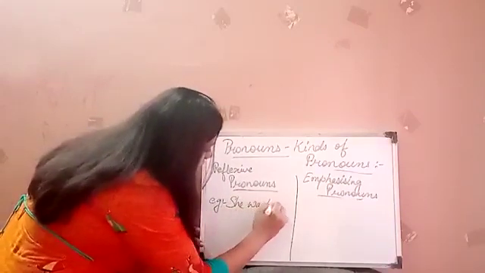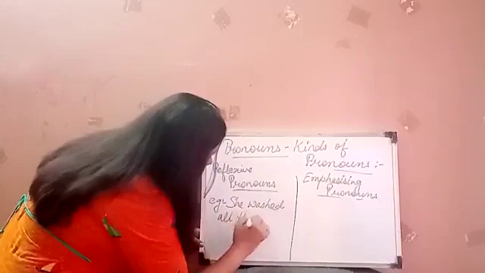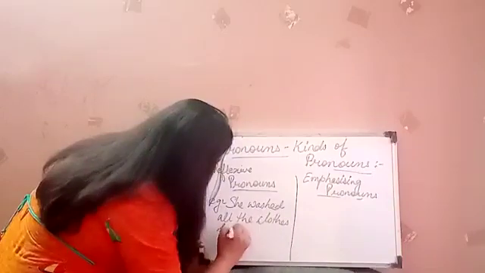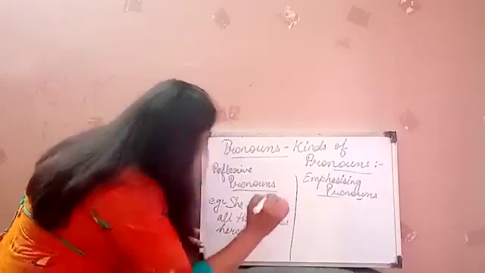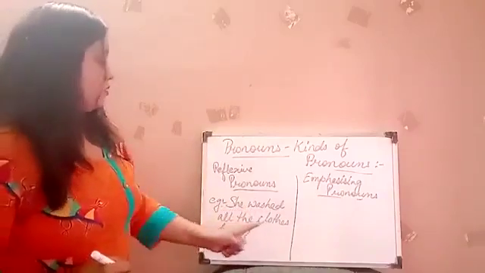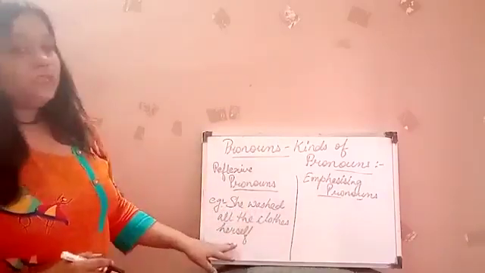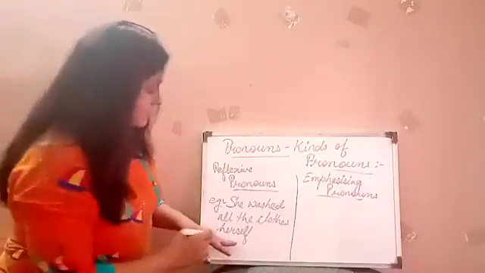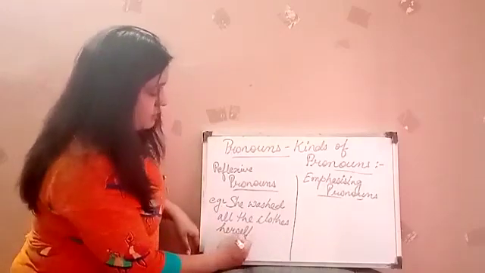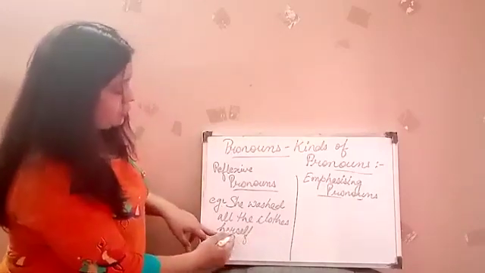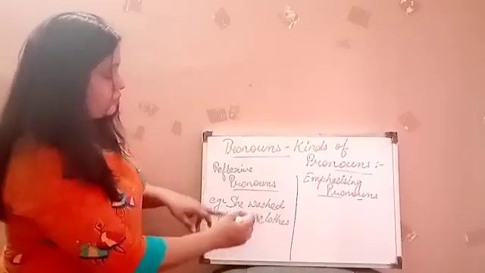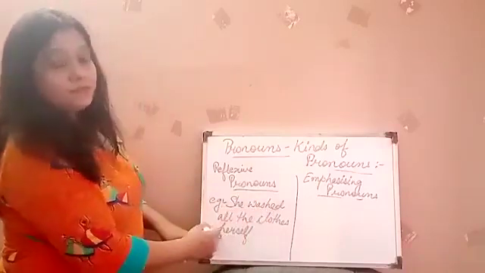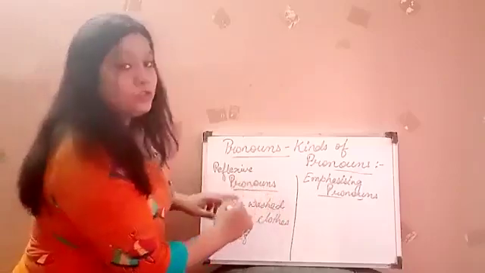She washed all the clothes herself. She washed all the clothes herself. So this herself is the reflexive pronoun. Why? Because it is positioned on the object side. Here it is positioned in the place of object, but it is directly giving you the reflection about what the subject has done. She washed all the clothes herself. उसने खुद सारे कपड़े धोए.